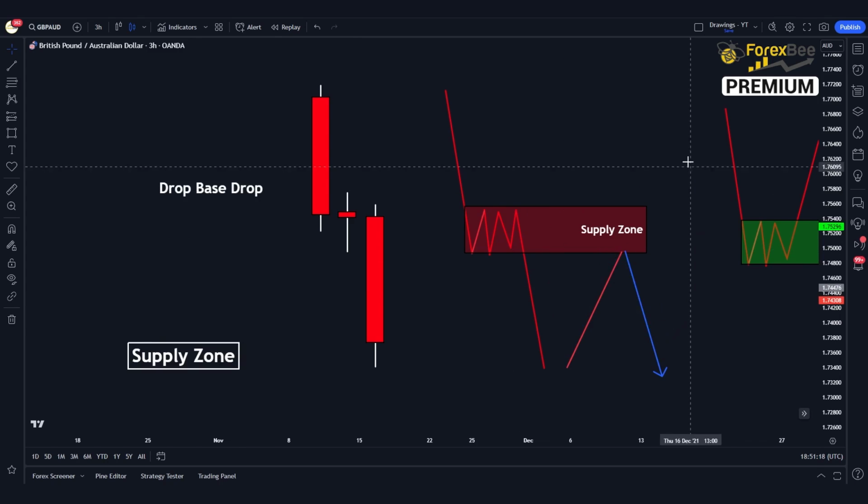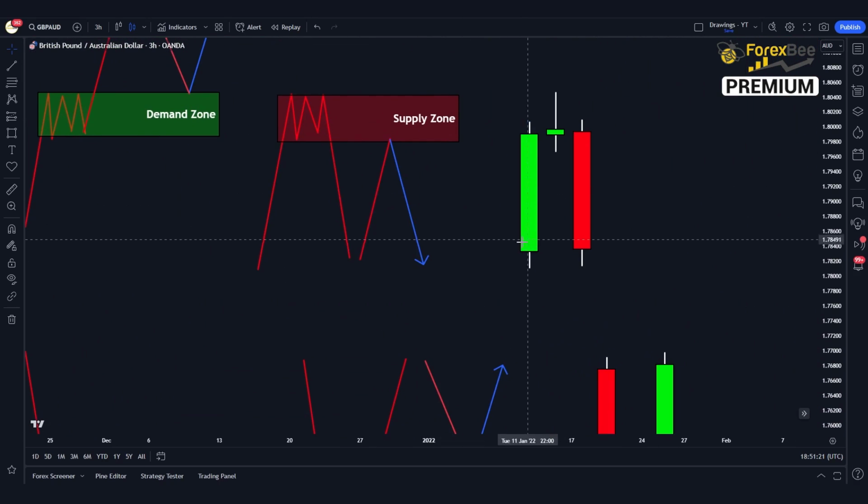Now the second type of supply zone is this rally-based drop supply zone. This is very similar to the drop-based rally demand zone, but it's opposite, because in this one the first candle is our rally candle, as the name suggests: rally, base, and drop. So the first one is the rally candle, then there's this base candle, and then again there's this drop candle. The supply zone will be drawn at the highs and lows of this base region, and the market will come back to this base region or supply zone to pick up the market supply, and then again move in the bearish direction.